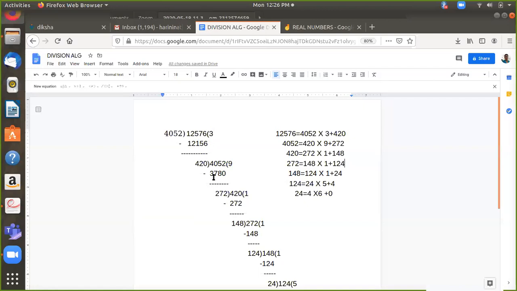Where? In the first step or in the second and the third step? Ma'am, in the second and the third step. That's what I told you. No, see, I'll show it to you again.